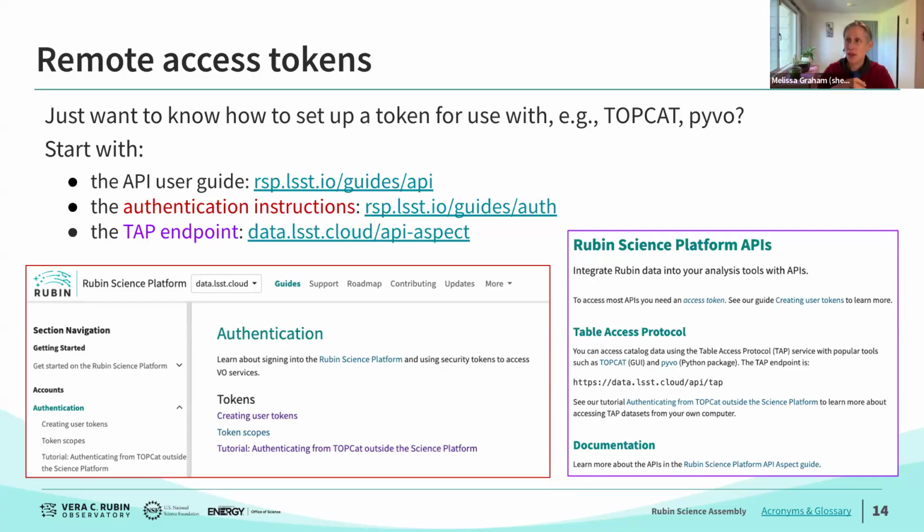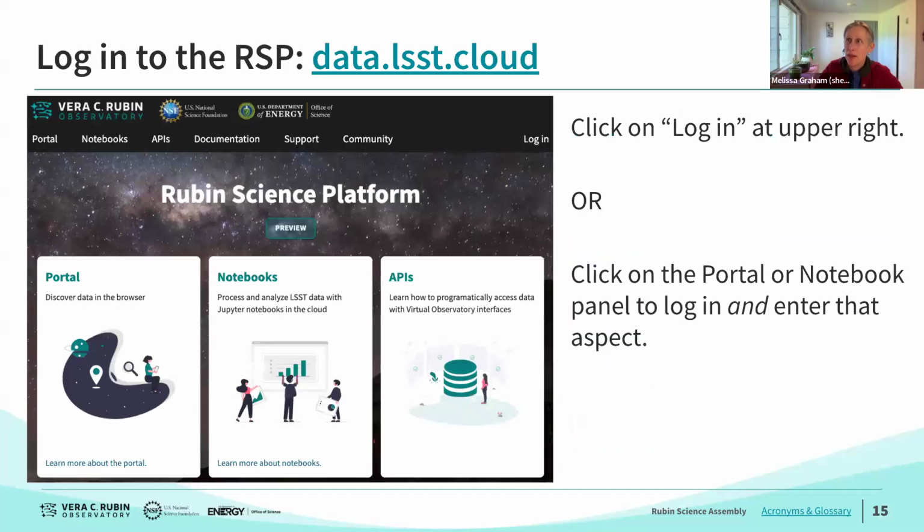And then for most of these third party tools, you will need to know the TAP endpoint. So you need to give it the URL for where you're going to get the data from. So this is here for you. This is also all in rsp.lsst.io, all these instructions. Plus we have some API tutorials that we're not going to actually go through today, but they are there and we can point them to you if you're more of a TopCat or PyVO person than an RSP person.